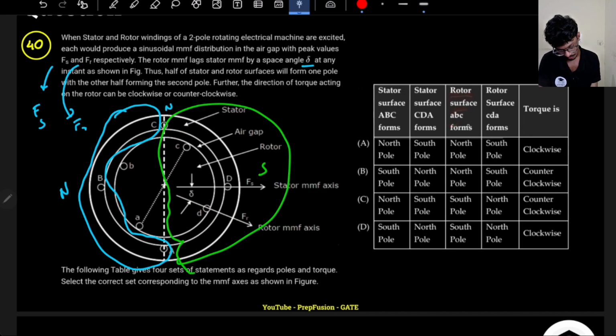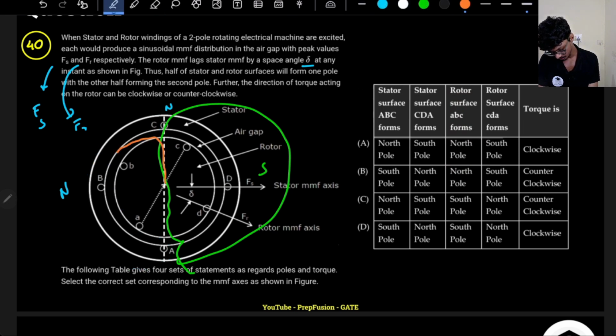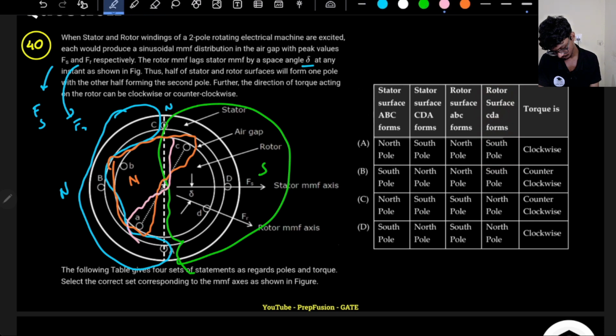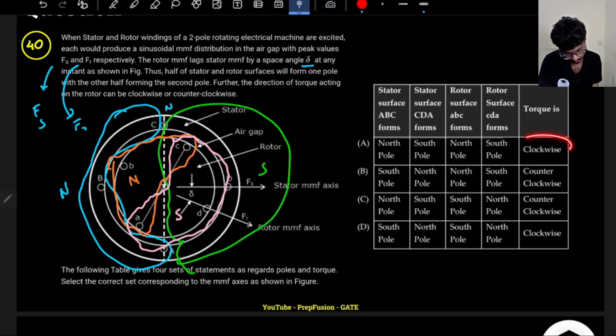Rotor surface ABC forms the north pole. So this is A, this is B, this is C, so ABC is here, and this will form a north pole. And rotor surface CDA forms the south pole. So this will form a south pole, they're telling me, and the torque is clockwise.